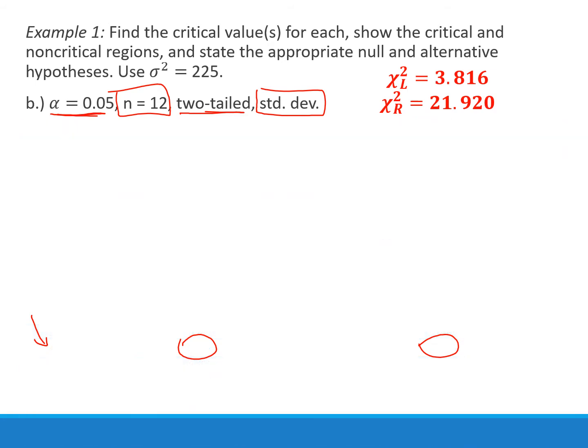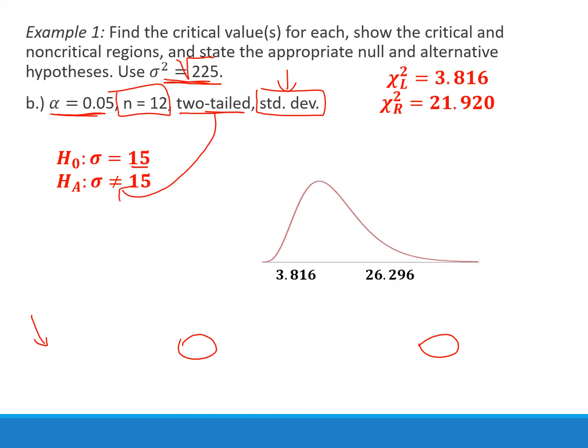Our hypotheses are a little different because this is the variance, and we want to run a test on the standard deviation. So we're going to say the standard deviation is just the square root of that variance. That's going to give us 15. It's two-tailed, so our alternative is that it's not equal to 15. Critical regions: if we get a test statistic that's smaller than 3.816 or larger than 26.296, that would be the critical region where we reject the null hypothesis.